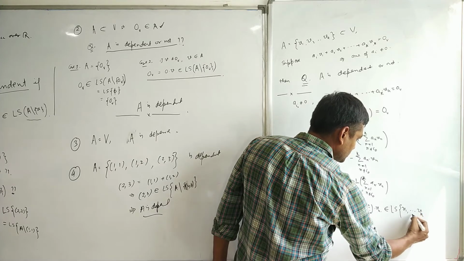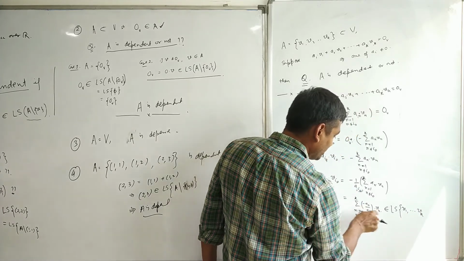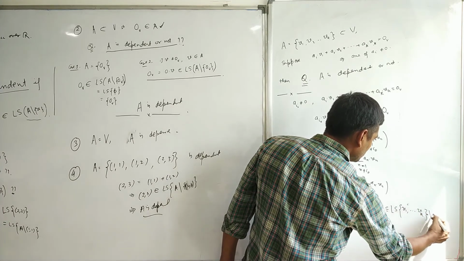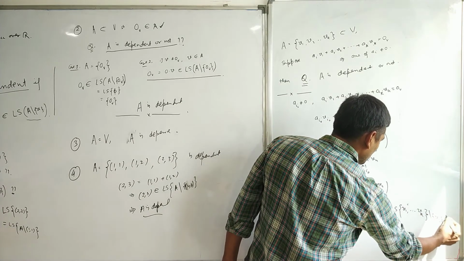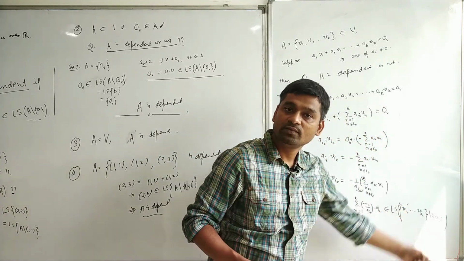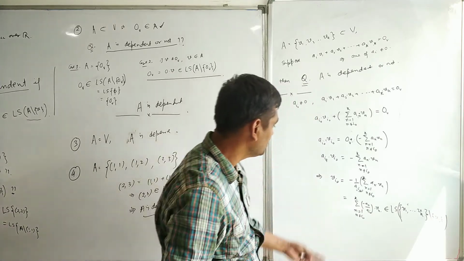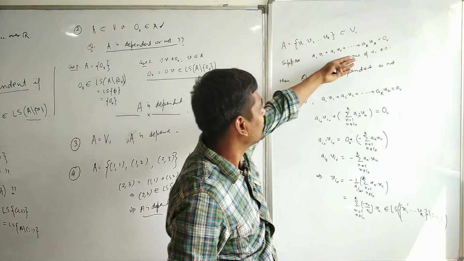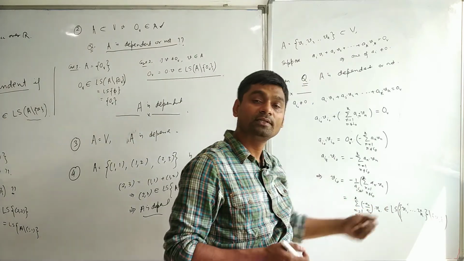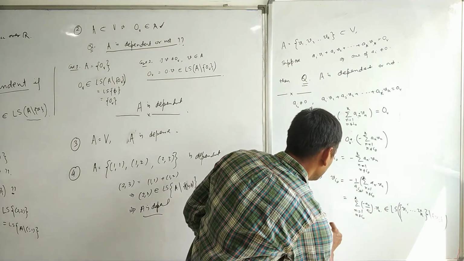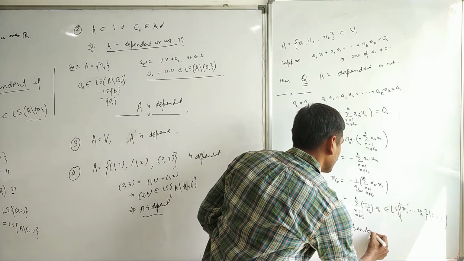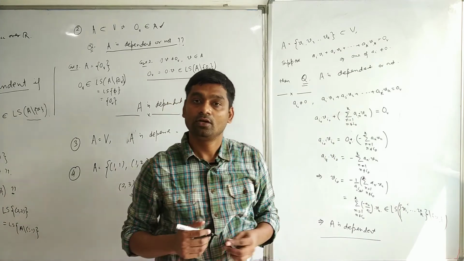But here you do not have vi naught. So v1 to vk minus vi naught. So basically vi naught can be written as a linear span of this. This means I got one vector vi naught, one of these, which can be written as a linear combination of the others. So this will imply that A is dependent.